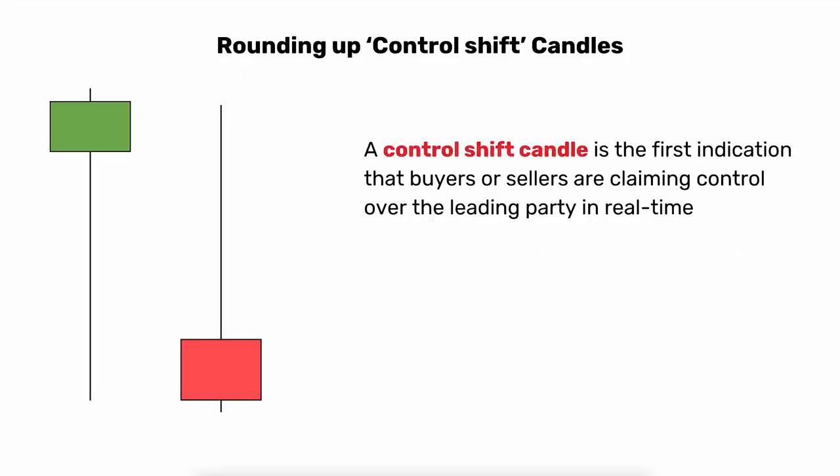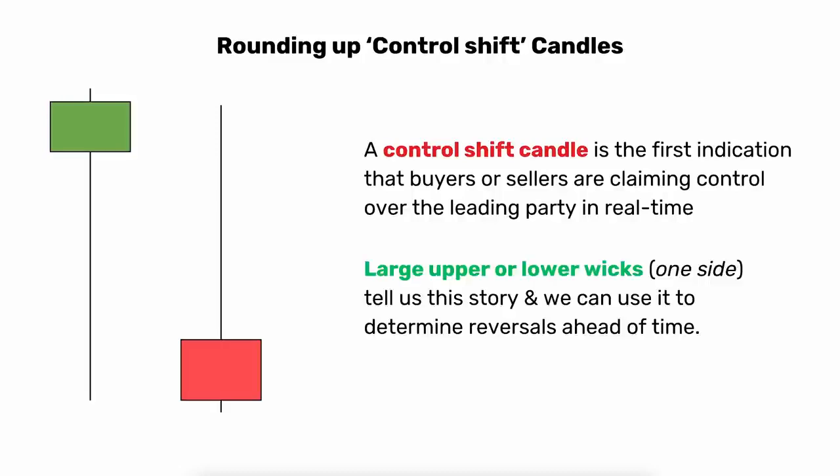So to round these up for now, a control shift candle is the first indication that buyers or sellers are claiming control over the leading party in real time. So a bearish control shift candle is where we see sellers taking the market from buyers. And a bullish control shift candle is where we see the buyers taking control of the market from the sellers. The large upper or lower wick tells us this story, and we can use it to determine reversals ahead of time. Now, one important note, it has to be a large wick on one side.